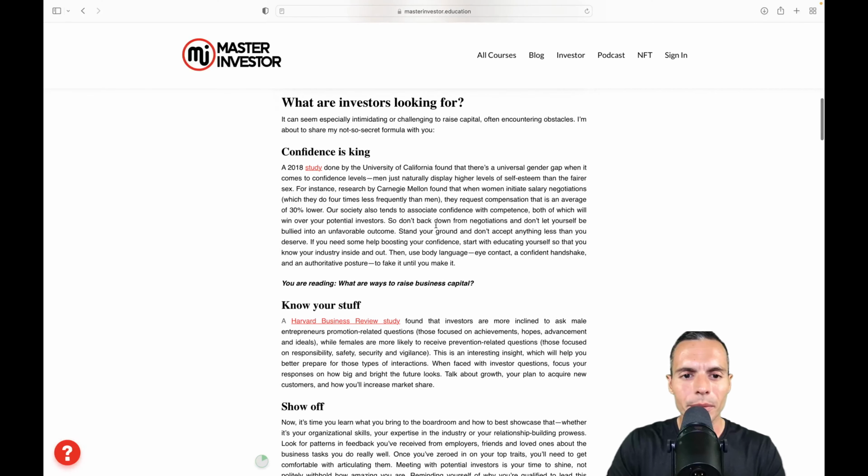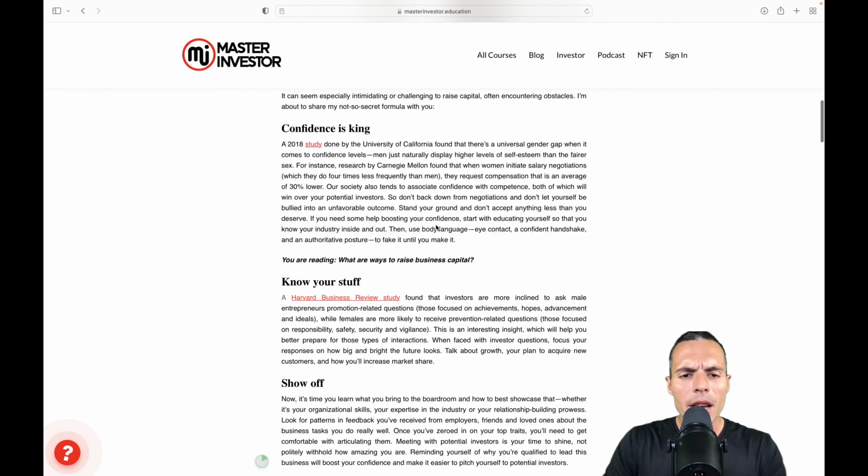Confidence is key. A study in 2018 done by University of California found that there is a universal gender gap when it comes to confidence levels. Men just naturally display higher levels of self-esteem than the fair sex. For instance, research by Carnegie Mellon found that when women initiate salary negotiations, which they do 4 times less frequently than men, they request compensation that is an average of 30% lower.